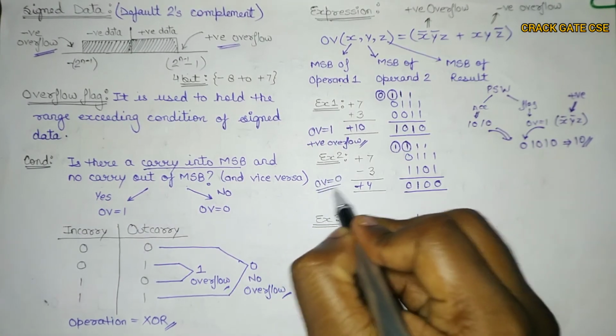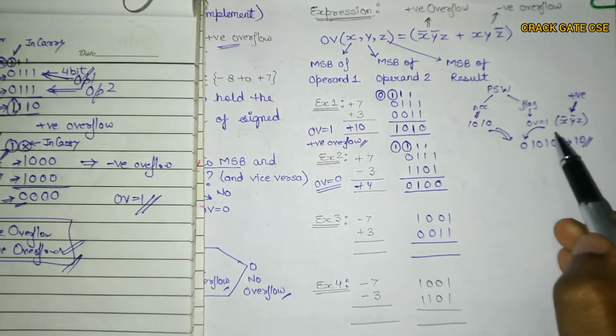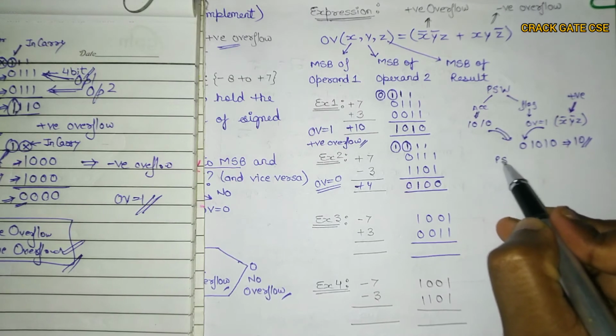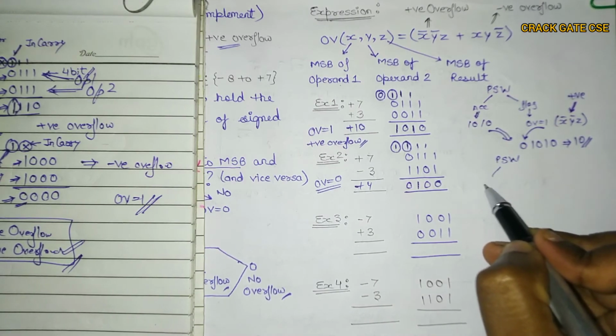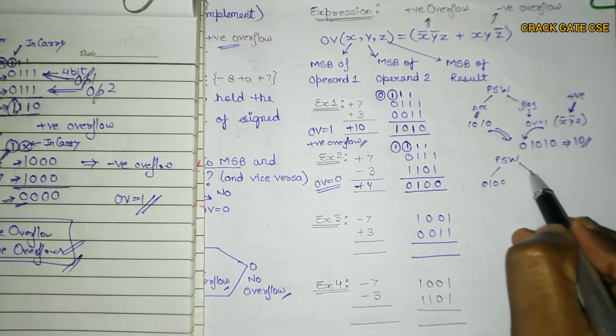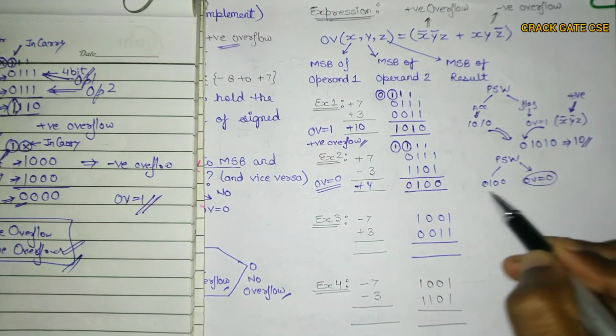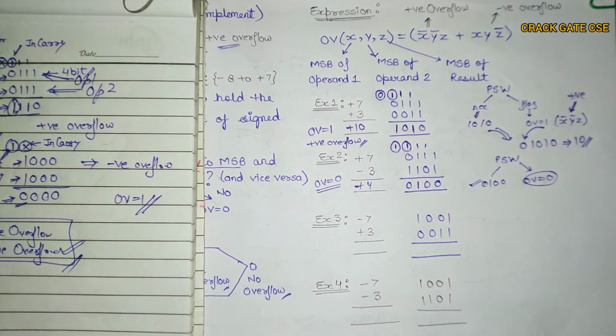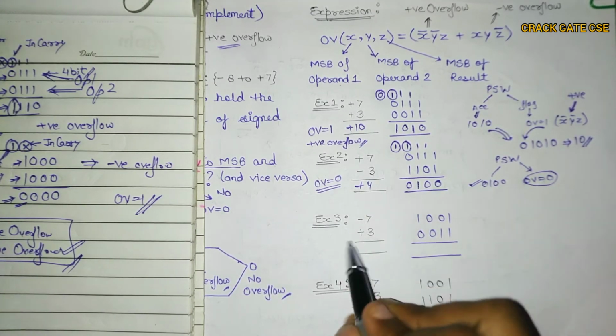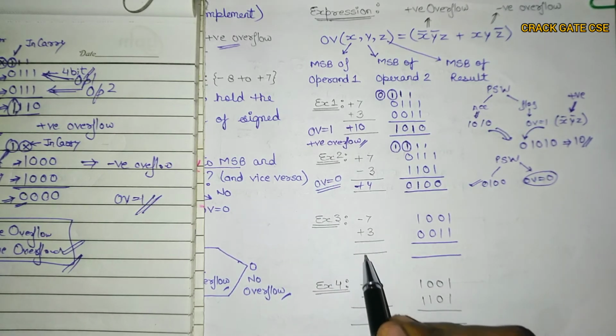So overflow is equal to 0, and if overflow is equal to 0, then in the PSW, in the accumulator I will be having 0 1 0 0, and in the overflow flag it will be 0. And if this is 0, that means the accumulator has the correct result, right? So there will be no need to justify. In example 3, this is minus 7 plus 3.